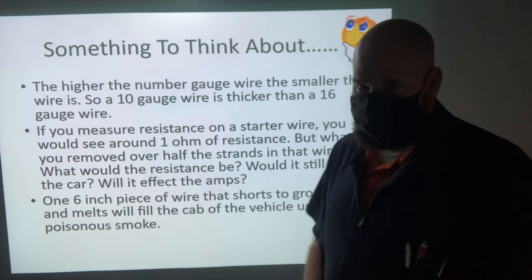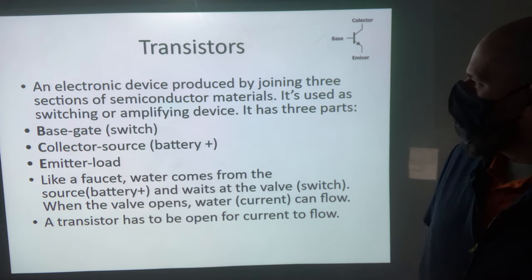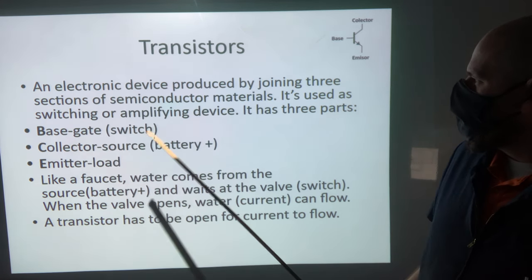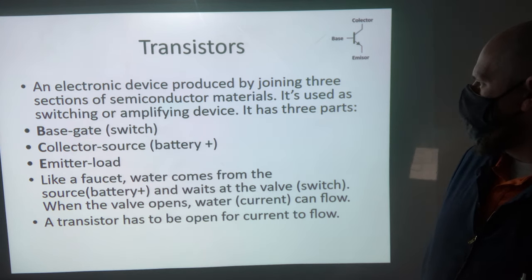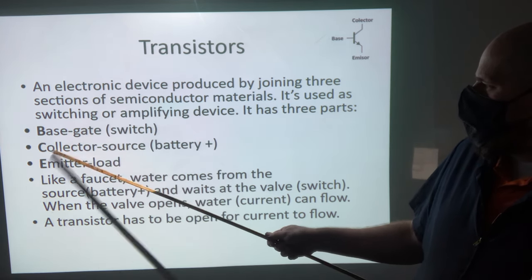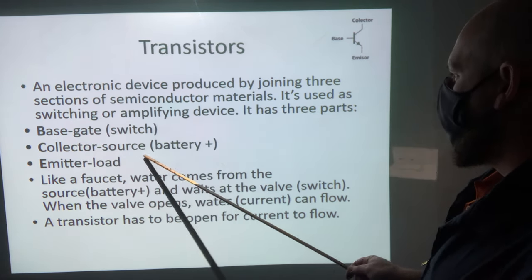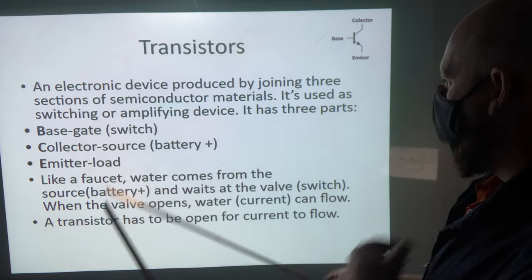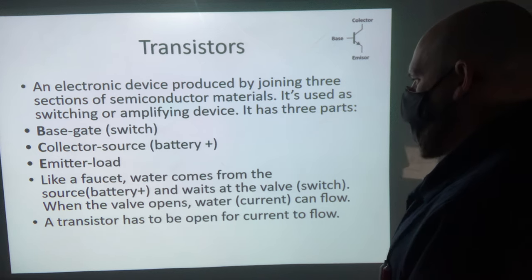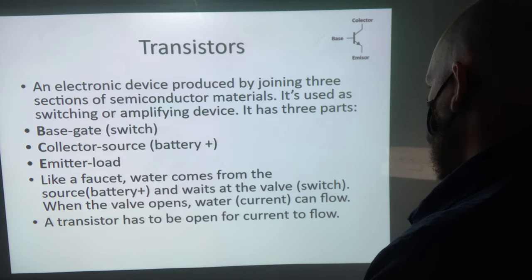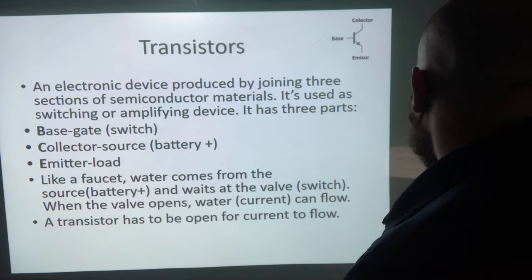Transistors: an electronic device produced by joining three sections of semiconductor materials, used as a switching or amplifying device. It has three parts, B, C, and E. Base, which is a gate, which is a switch, okay? A collector, the battery source, and an emitter, which is a load. Like a faucet, the water comes from the source, the battery, and waits at the valve, which is a switch. When the valve opens, the water current can flow.